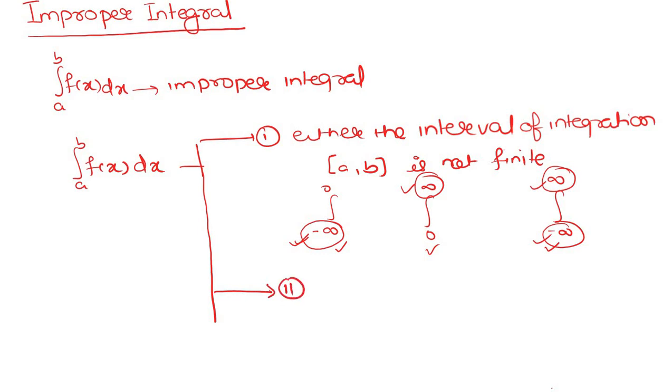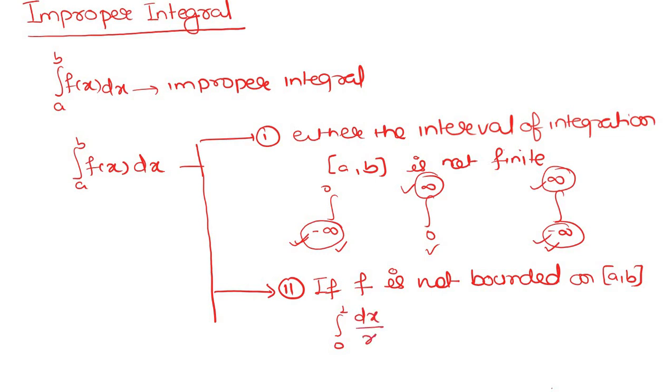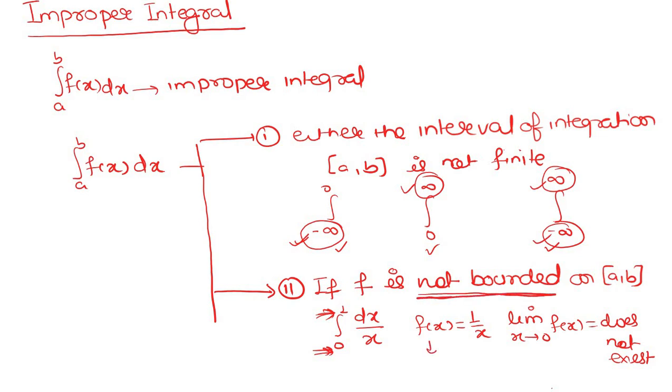The second condition is if f is not bounded on the closed interval a to b. Let's see an example. Suppose we take 0 to 1 dx upon x. Here you can see that the two integration limits are finite. But f(x) equals 1 upon x, and if we take the limit as x tends to 0, f(x) does not exist. It means this function f(x) is not bounded. So this is the second case where we can say that the integral is an improper integral.